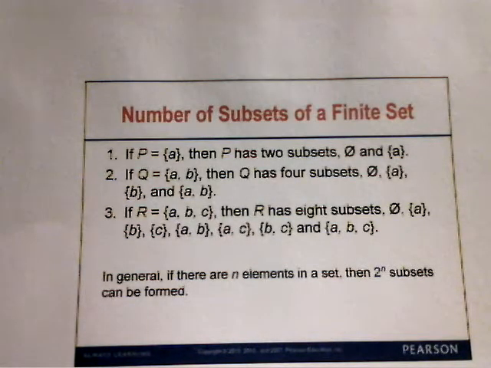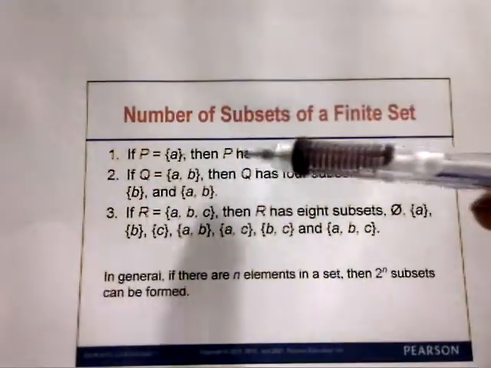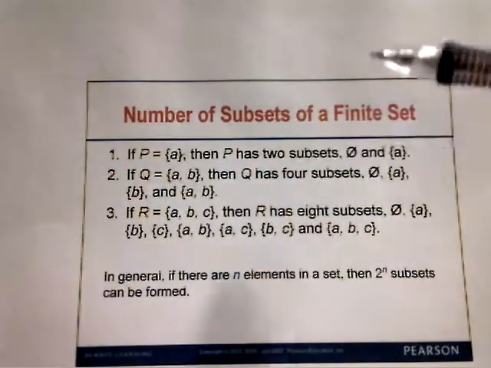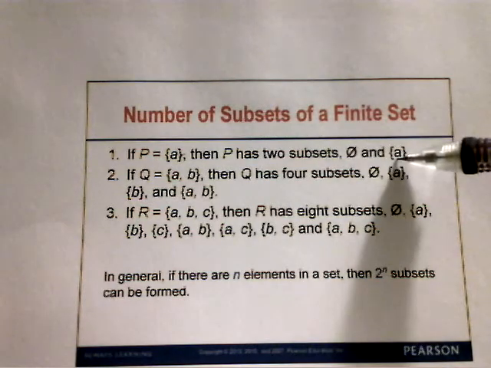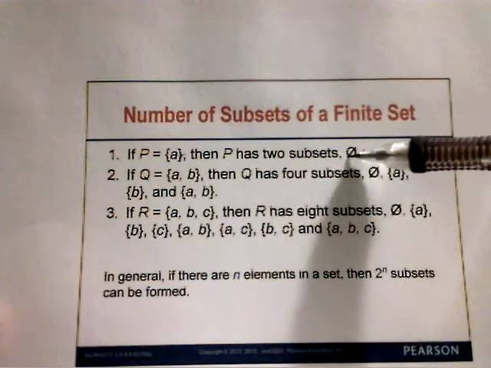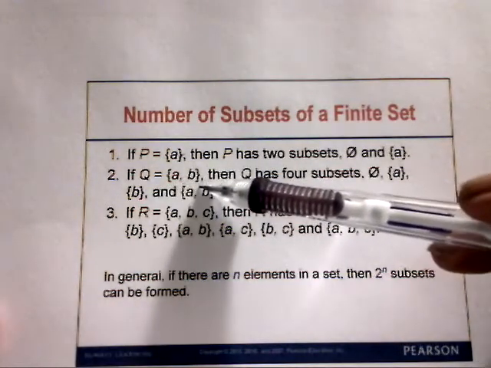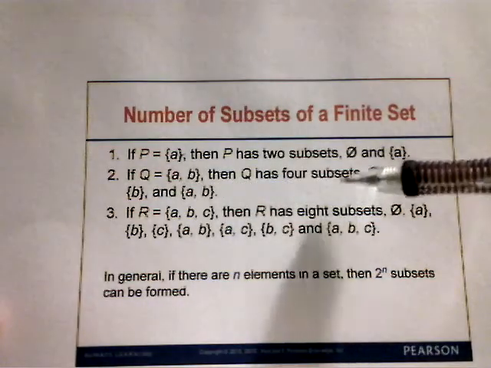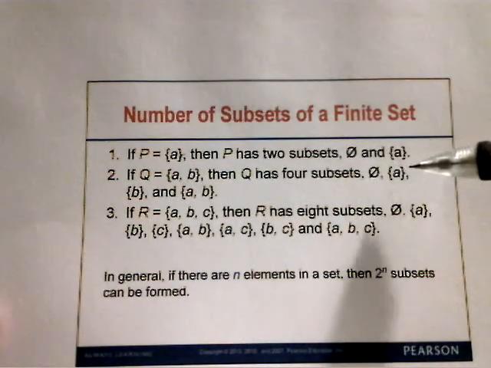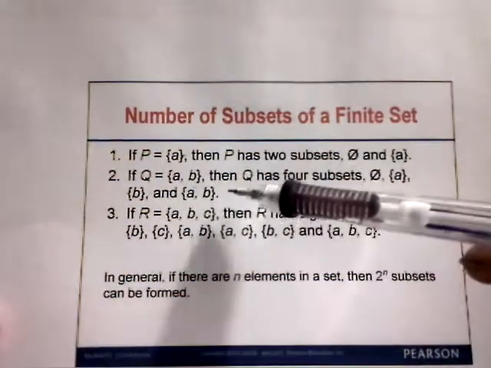Okay, the number of subsets of a finite set. If P has the element A, then P has two subsets, the empty set and A. Now, if Q has the elements A, B, then it has four subsets: the empty set, just A, just B, and then AB.